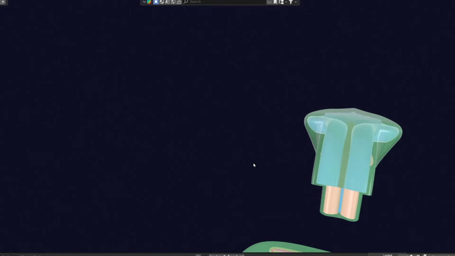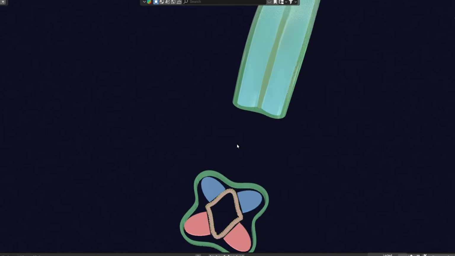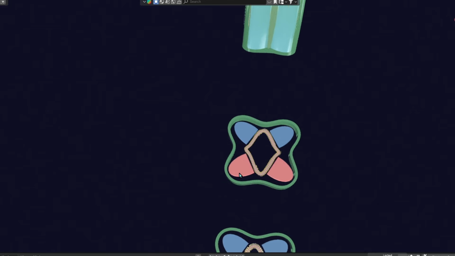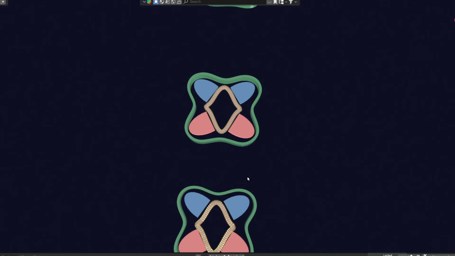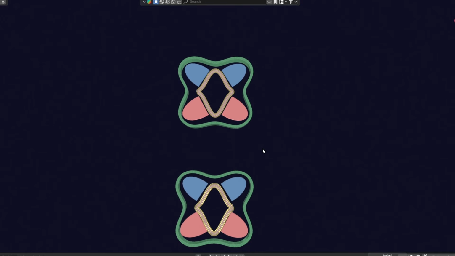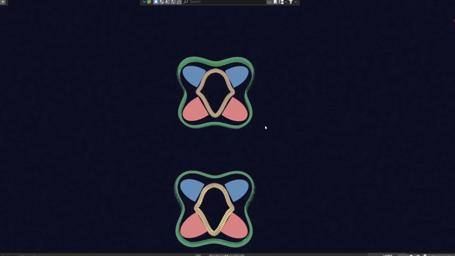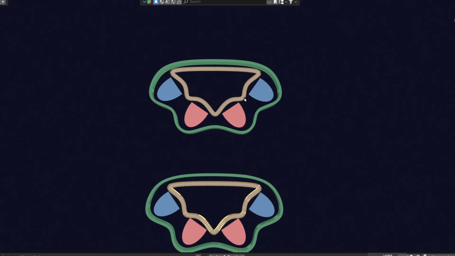If we focus here on these cross sections, this is the Pontine area's cross section, and this is the medulla's cross section, embryonic cross section basically. What we see is the opening of the roof plate, this is the roof plate here as well. This opening of the roof plate leads to the formation of this type of arrangement of basal plate as well as alar plate.